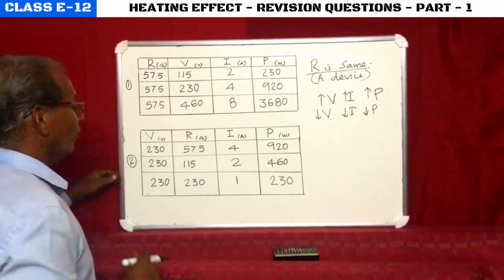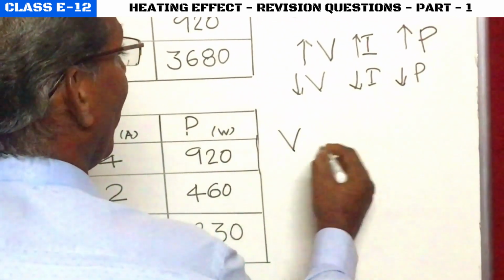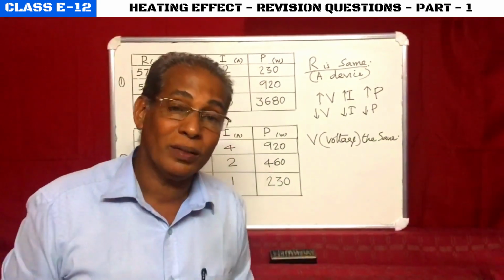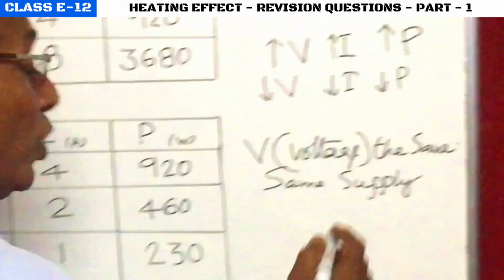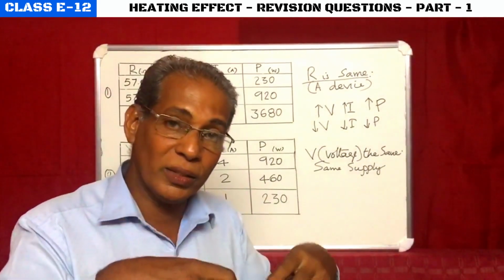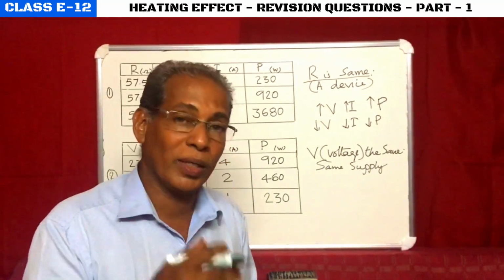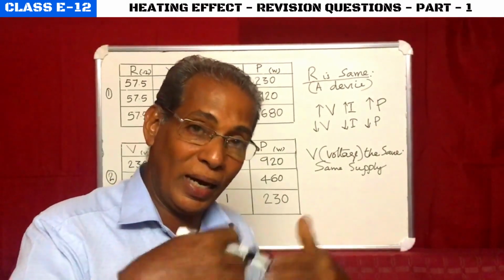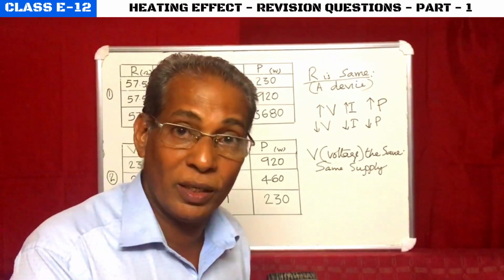Now comes the next table. Here voltage is the same. When voltage is the same, what does it mean? Supply is the same supply. So in the circuit, we are not changing the voltage. We are connecting devices in the same voltage. This is what we are doing in our household circuit. We are connecting different devices with different resistances, or with different current or different power, in the same 230 volt. In parallel connection we have already seen last class.